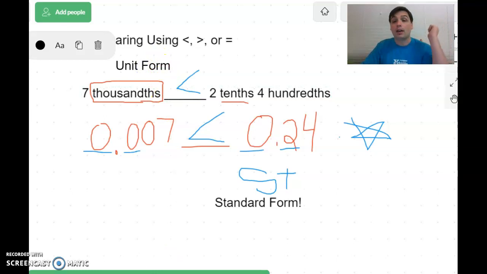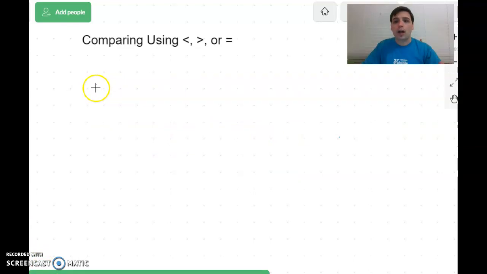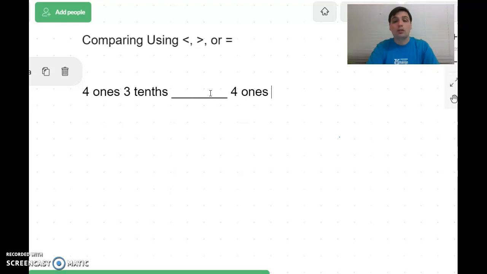Let's go ahead, and I'm going to give you one to try now on your own. This is one I want you to try on your own. Let's try this. We're going to have 4 ones, 3 tenths. And we're going to compare that to 4 ones, 3 hundredths. First, I want you to write it in standard form, and then I want you to show me the comparison. So go ahead and do that now.